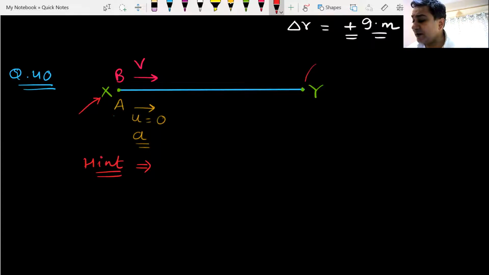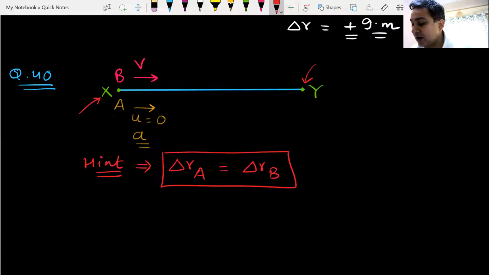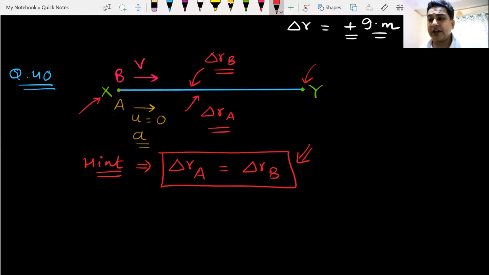When will they meet? When they meet, their displacements must be same. So displacement of body A must be same as displacement of the body B. This is the hint. After this hint, let us see how many of you can solve this. Can you now solve it and get me the answer? Can anyone now give me an answer?